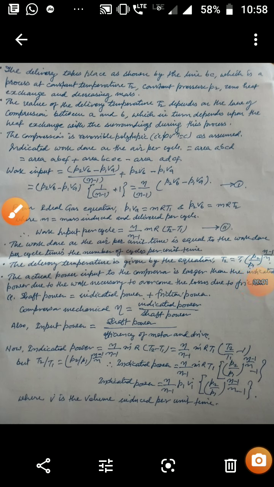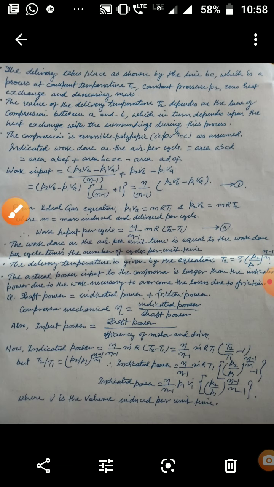Students, good morning. In continuation with my previous lecture on single stage reciprocating air compressor, we have received the equation: work input per cycle is equal to n by n minus 1 m r (T2 minus T1). Now, today we will discuss the single stage reciprocating air compressor but with clearance volume. Before that, we will discuss some more points about our previous lecture.